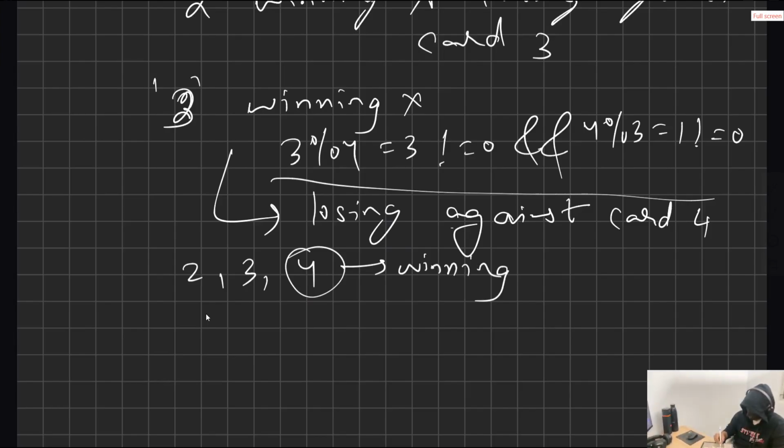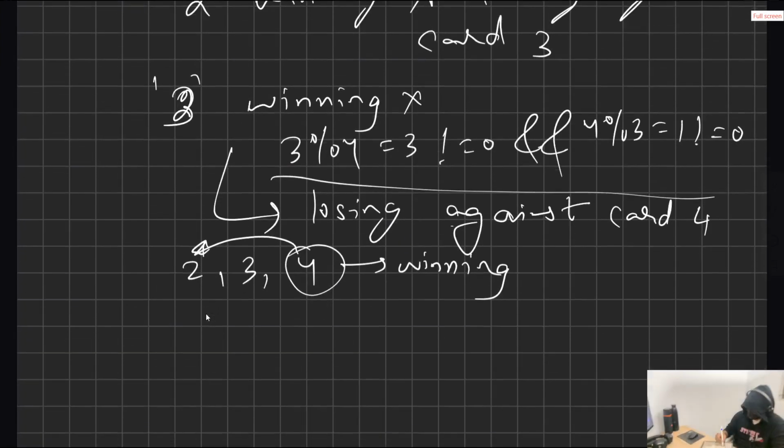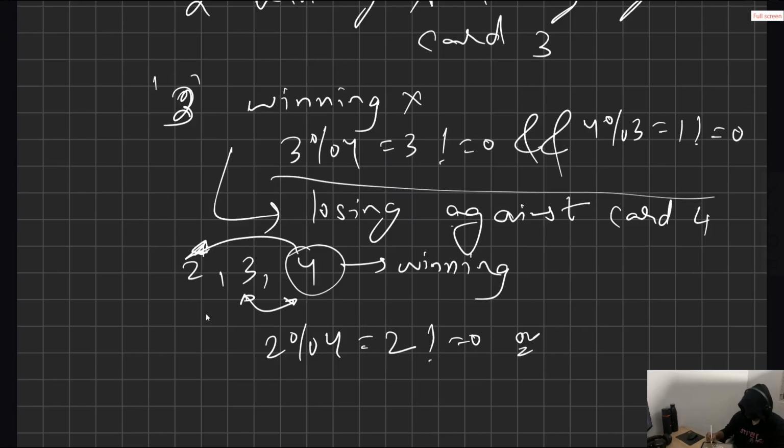When you take card number 4 as winning, you will be comparing it with 2. Since you have already compared 3 and 4 and found that 4 is winning, you need to check with the other card as well, which is 2. If you do 2 modulus 4, it is 2, which is not equal to 0. But we need to check 4 modulus 2, the other way around, and it is 0. So among cards 2 and 4, they are divisible.